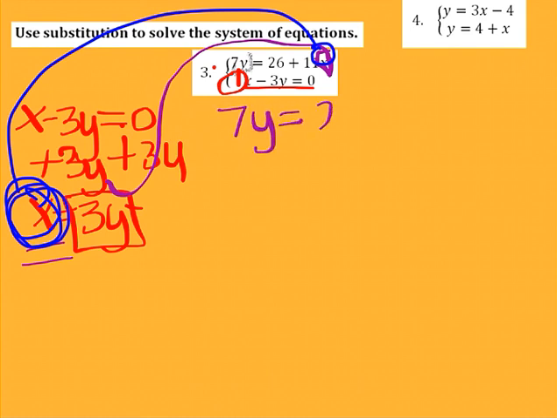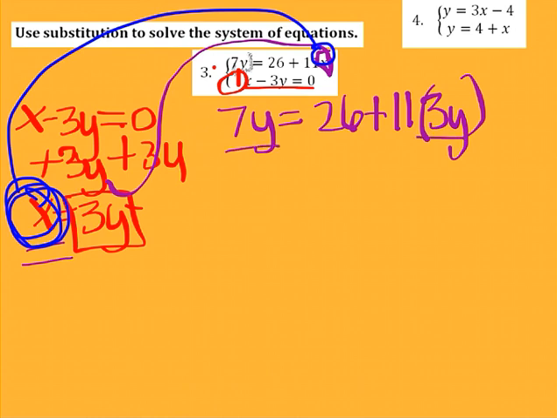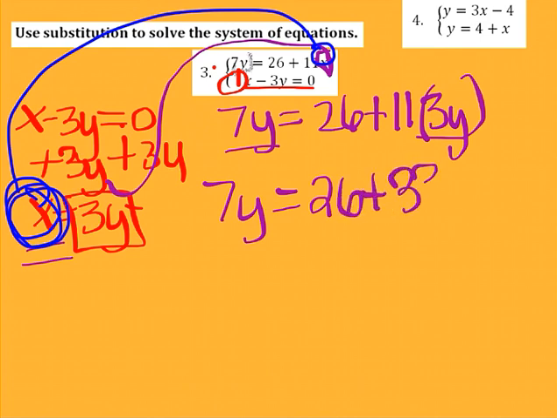So I'm going to keep everything in the equation the same, except I'm going to take out the x and put 3y in instead. If you did the substitution right, you should only have one letter left in your equation. So I have 7y is equal to 26, and then 11 times 3 is 33y.